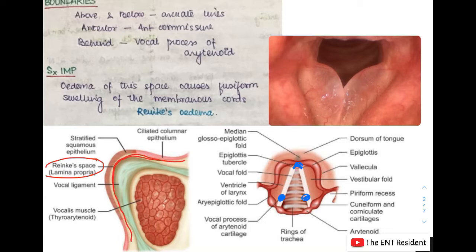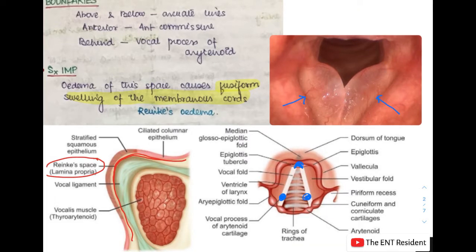Now, why is Reinke space important? Because when there is edema of this space, it causes bilateral fusiform swelling of the membranous cords, leading to a condition which is known as Reinke's edema. As you can see in this picture over here, it is an endoscopic picture showing the bilateral fusiform swelling of the vocal cords. This has happened due to an edema in this Reinke space subepithelially. This usually happens in cases of smoking or vocal abuse.